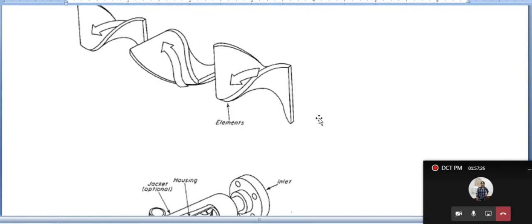When the gas enters from this side, it is cut into two parts. One element will cut the gas into two parts. One will move like this and go that side. The second will come from the back and then come like this. So the admitted gas was divided into two divisions, one going from the left hand side, one from the right hand side.